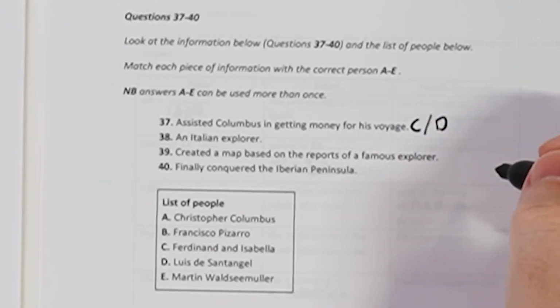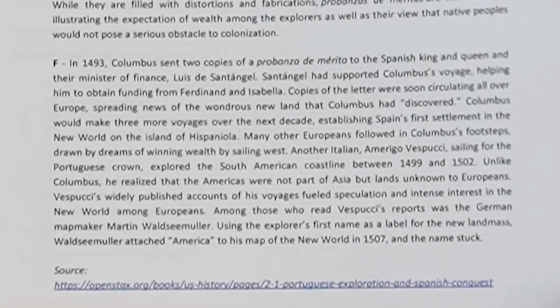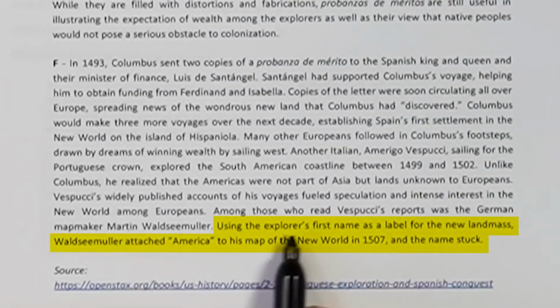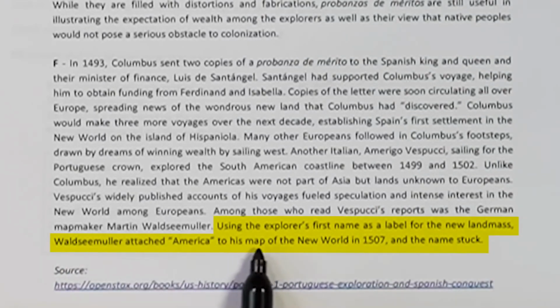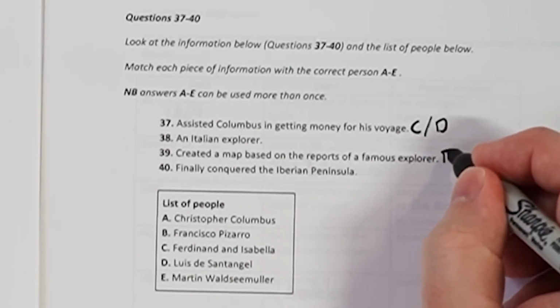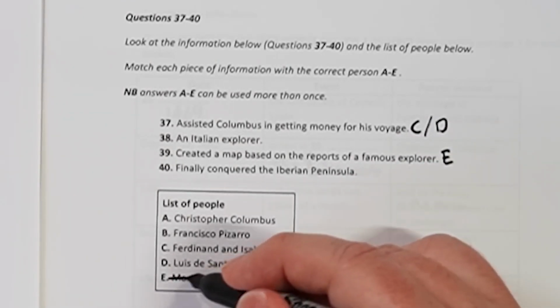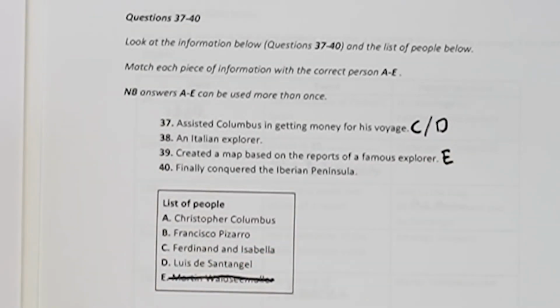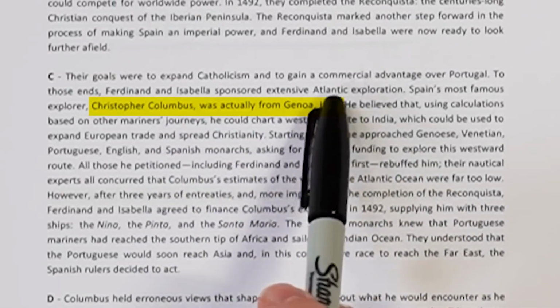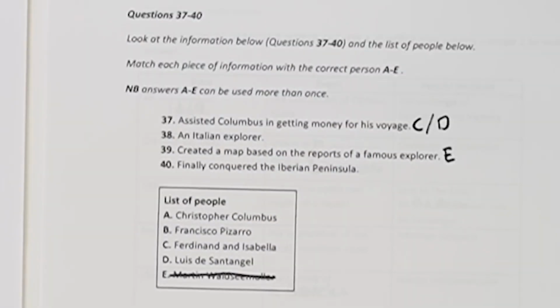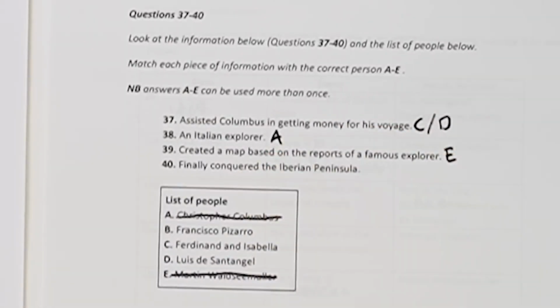So let's move on to Martin. Remember, Martin helped name it, using the explorer's first name as a label for the new landmass, and attached America to his map of the New World. Created a map, so that is E. So an Italian explorer. Christopher Columbus was actually from Genoa, Italy. So an Italian explorer, A. Finally conquered the Iberian Peninsula.